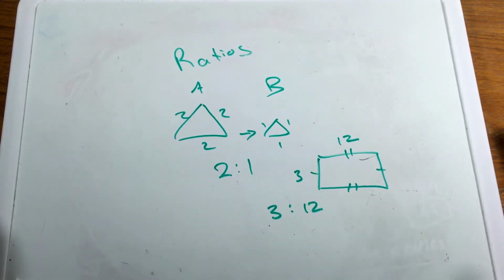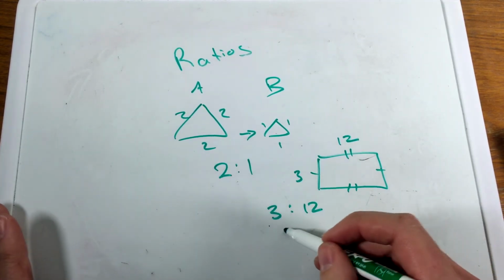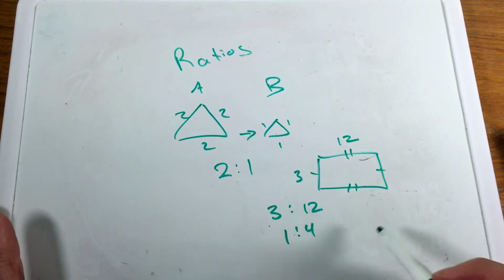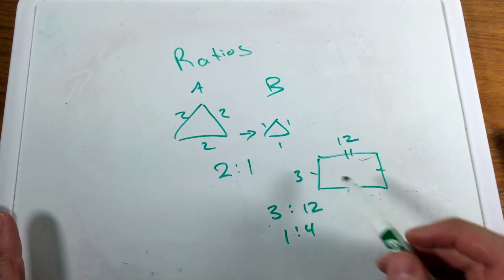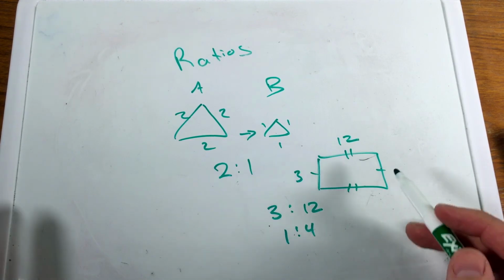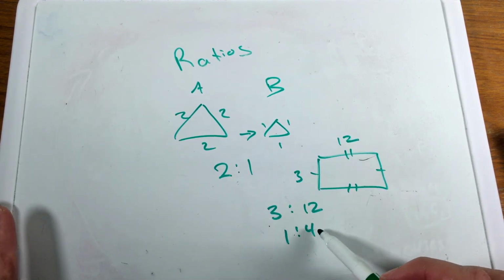And you would simplify that as you would a normal fraction. That would be a 1-to-4 ratio. There are no units here, just 1 to 4. So again, that's width to length. And if I was going length to width, I would flip that around and it would be a 4-to-1 ratio.